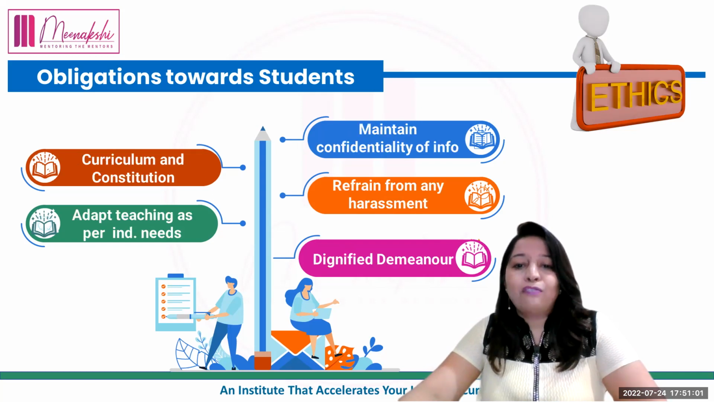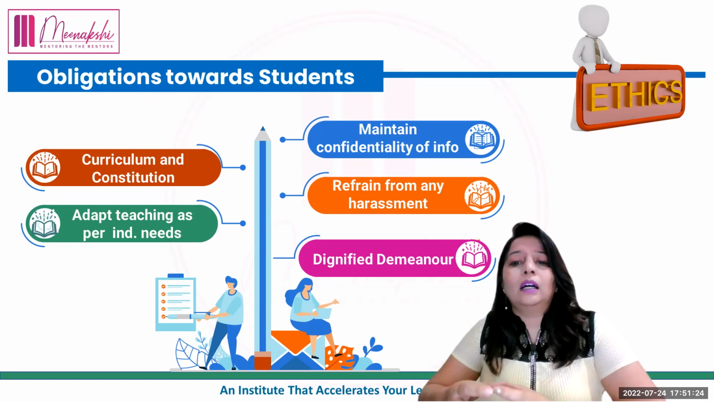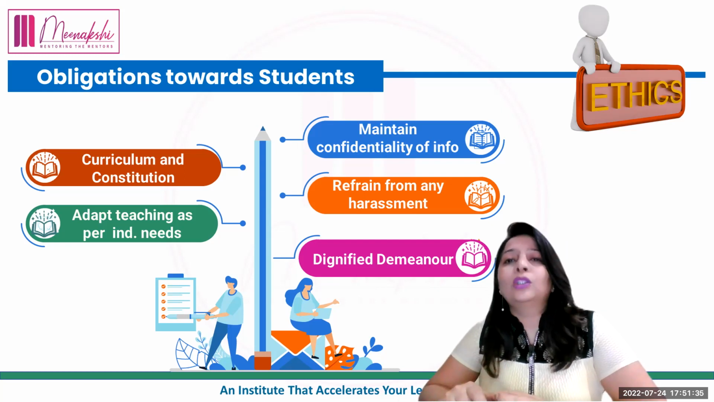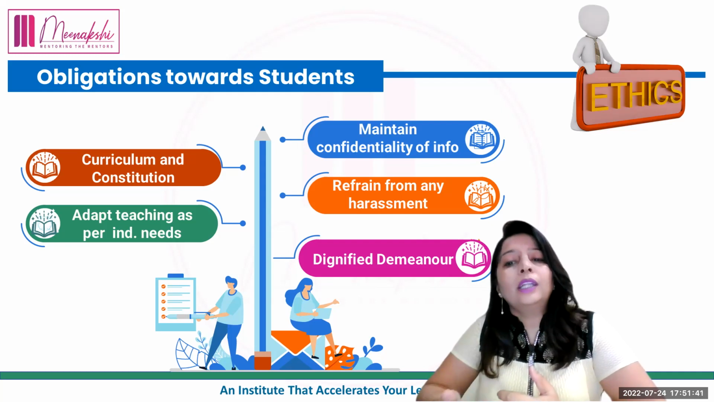Now, there are a total of 10 points that have been mentioned by NCTE in the obligations towards students. The rest of the 5 points are about curriculum and the Constitution. As per this point, the transaction of the curriculum should be in sync with the values reflected in the Constitution of India. And then as a teacher, I need to adapt my teaching to the individual needs of the student. So we are talking about differentiated learning as per the individual needs of the students.